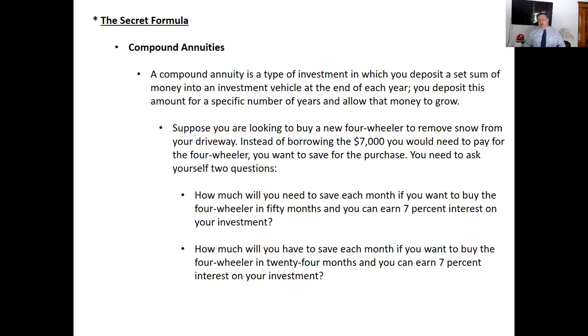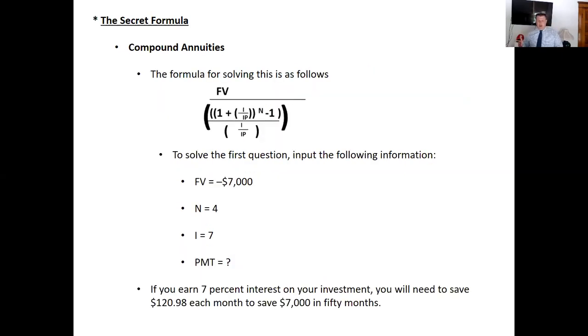So you need to ask yourself two questions. How much will you need to save each month if you want to buy the four-wheeler in 50 months and you can earn 7% interest on your investment? And how much will you need to save each month if you want to buy the four-wheeler in 24 months and you can earn 7% interest on your investment? How long are you willing to wait? And the formula for solving this is as follows, and this is a triple layer division formula, so bear with me. Again, you don't have to memorize or work these out.